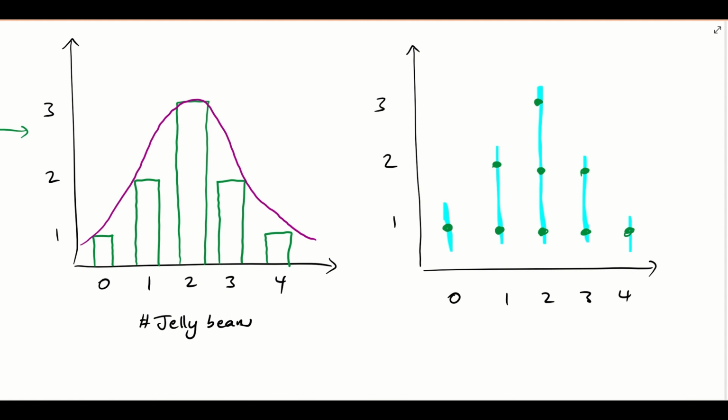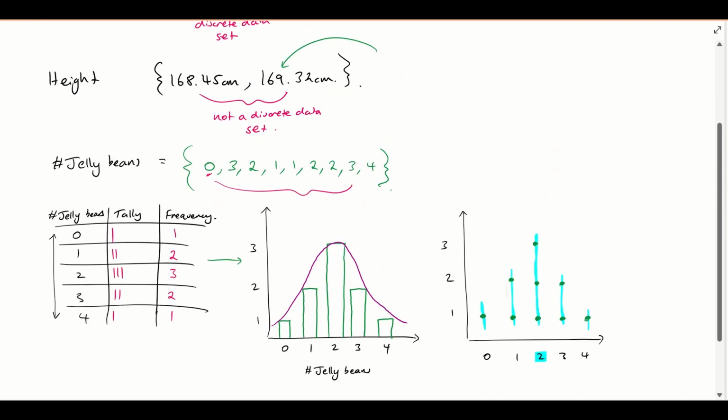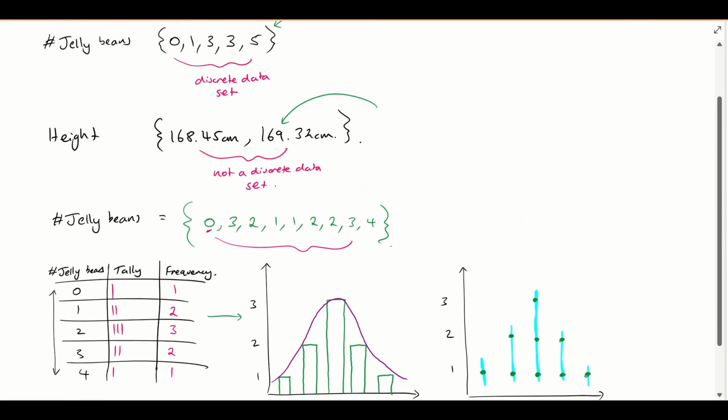Okay, so if we looked at that graphically, we can see that the number of people that ate 2 jelly beans is 3 because there's 3 dots. Okay, that's pretty much how we can organize and display this discrete data.